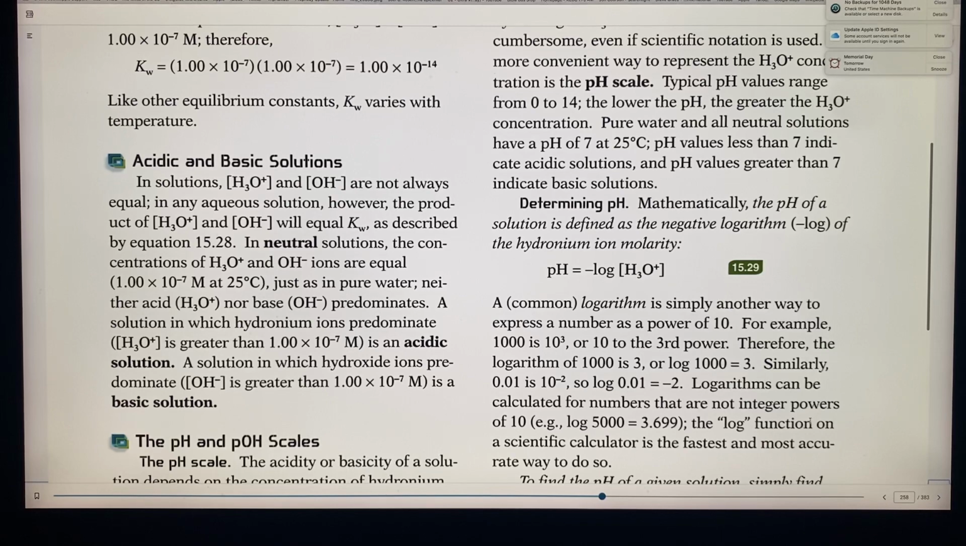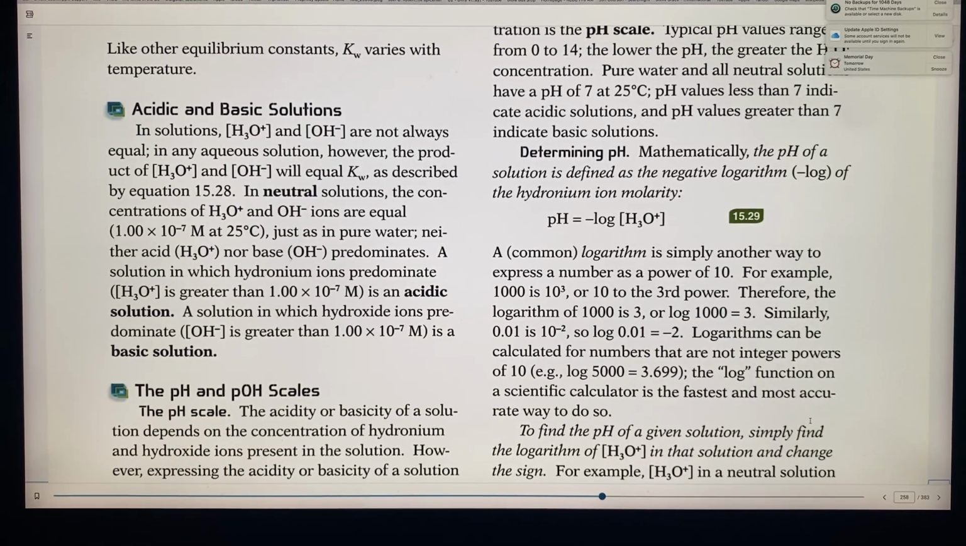So let's see why we're doing this. Because now we know the H3O and the OH are not always equal in a solution. In neutral solutions, they are going to be considered equal. If the solution has neutralized out, then neither the OH nor the H3O predominates, and they'll be equal.